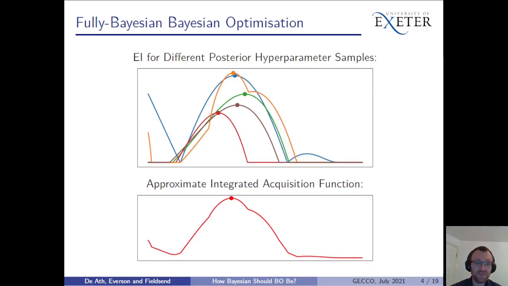Here is an example. The upper plot shows expected improvement for several GP models created using different posterior hyperparameter samples, with each maximum shown as the circles. Note how each hyperparameter sample would have resulted in a different location being selected to evaluate next. The lower plot shows the average of these, the integrated acquisition function. Before showing how we can do this practically, we'll first review Gaussian processes.